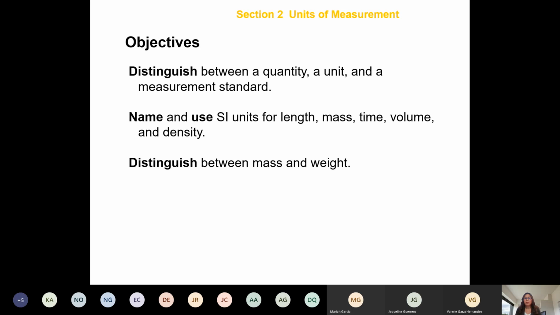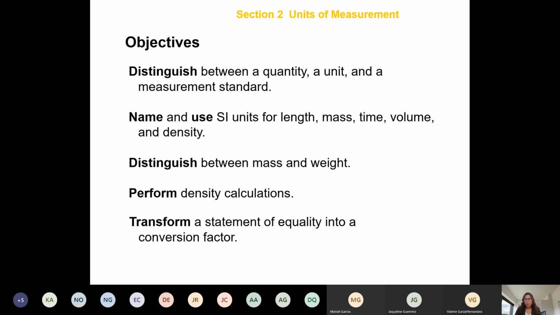You need to be able to distinguish mass and the difference between mass and weight, because they're not the same, and be able to perform density calculations. Those we're going to do tomorrow. That's why I asked you to get paper and calculator for tomorrow, and to be able to transform a statement of equality into a conversion factor. And we're not going to do that until next week, actually. So those are the objectives for this chapter, this section.